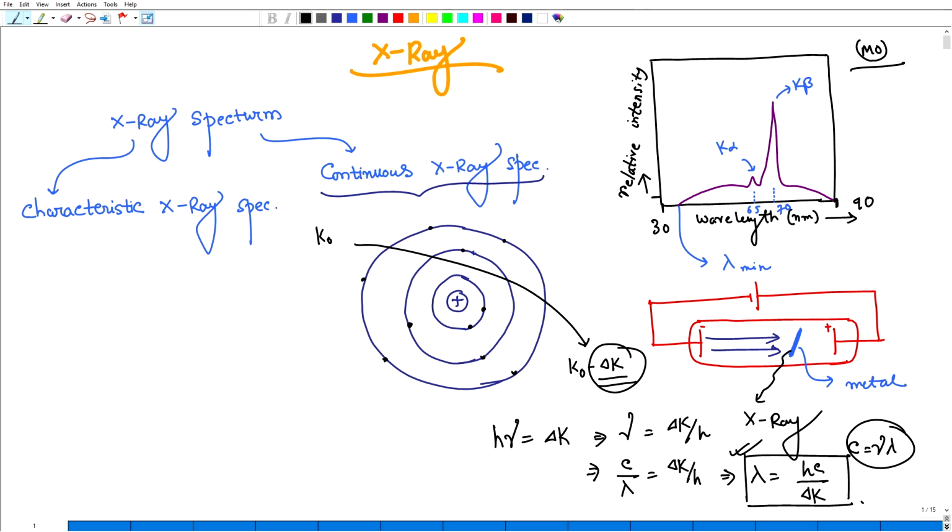Okay, so this is the reason. Also you have to keep in mind that only one electron is not colliding with the metal surface, there are lots of electrons colliding. So there will be an innumerable number of del k. So that's why all lambda will be present, this is a continuous spectrum, and for each lambda there will be a different intensity.